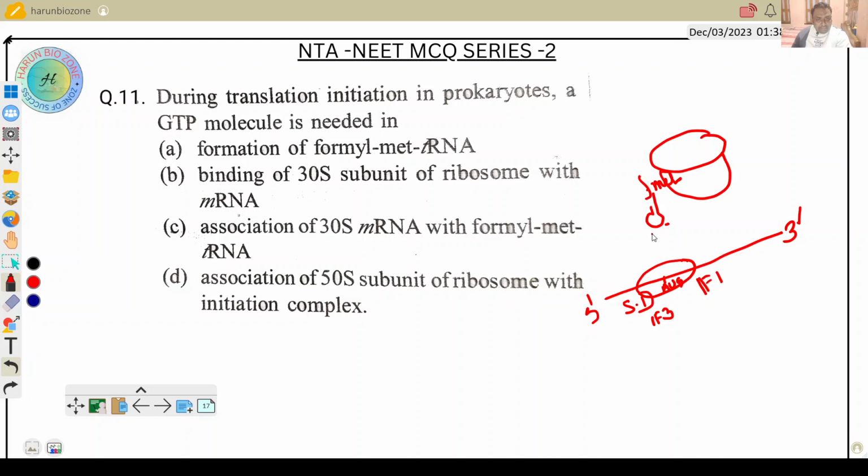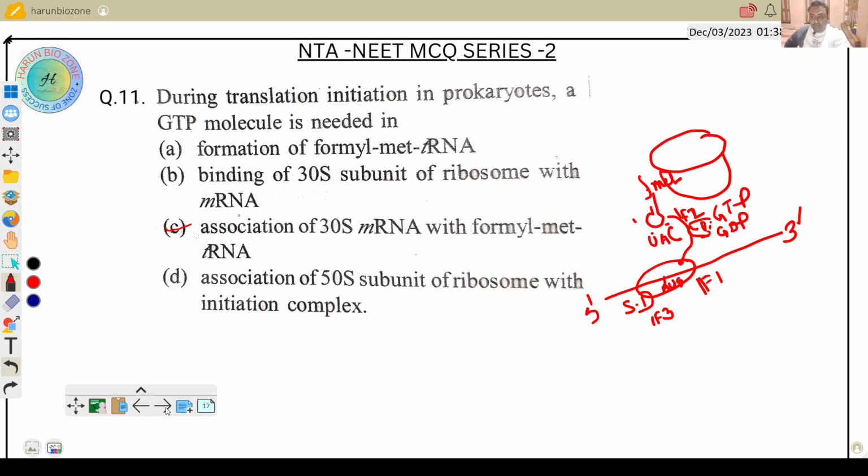The opposite bases UAC are on the formyl methionine tRNA. When it is carried into this region by initiation factor 2, IF2, it converts GTP into GDP and phosphate, and the phosphate is released. This energy is required for binding the formyl methionine tRNA to this region. So when the 30S subunit associates with formyl methionine tRNA, this is the answer. Option 3, this is the answer.